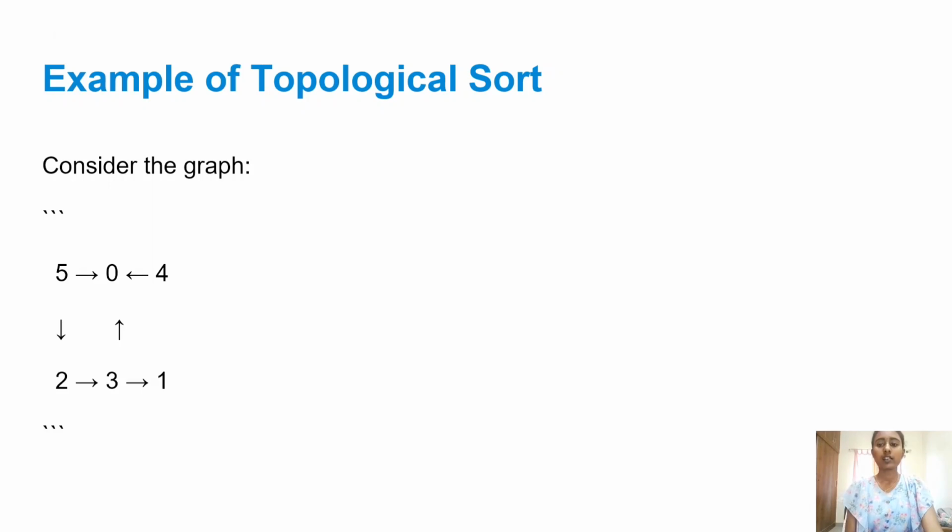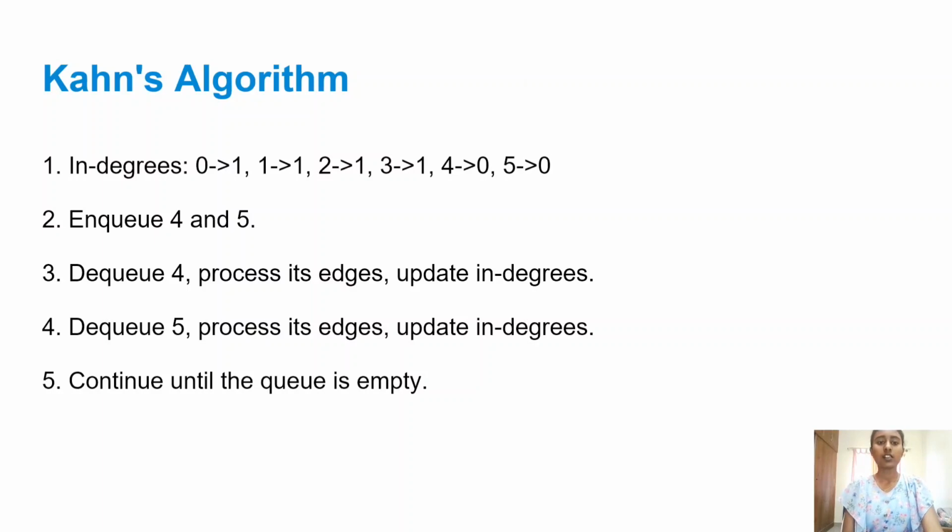Let's take an example for topological sorting where we consider a graph with vertices 4, 0, 5, 2, 3, 1. In Kahn's algorithm, the first step is in-degrees: 0 is 2, 1 is 2, 2 is 1, 3 is 1, 4 is 0 and 5 is 0. Then enqueue 4 and 5. Then dequeue 4, process its edges, update in-degrees. Then fourth step is dequeue 5, process its edges, update in-degrees. Then continue until the queue is empty. Like this Kahn's algorithm will work.